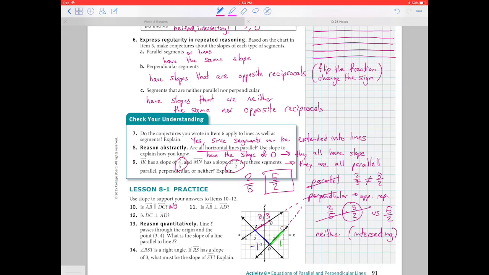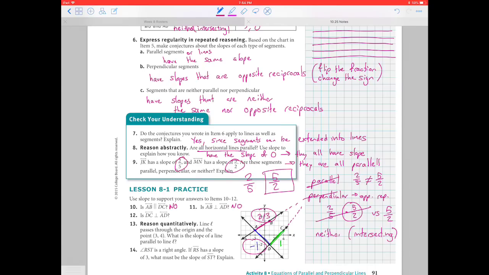If we look at 11, is AB perpendicular to AD? So again, we look at the slopes, 2/3 versus -1. We have to ask ourselves, is that the opposite reciprocal? AKA, if we flip the fraction and make it the opposite sign, do we get the other slope? The answer here is if we flip the fraction, we get 3/2, which is not equivalent to 1. Although they are opposite signs, they are not reciprocals. So those two lines are not perpendicular.